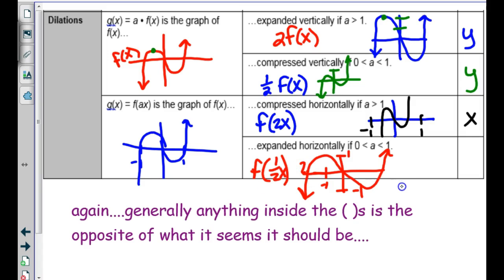Sorry, there's supposed to be an X in with my parentheses. So, one more time. Anything inside the parenthesis does the opposite of what it seems. If you put a 1/2 in there, it actually stretches. You put a 2 in there, it actually shrinks.